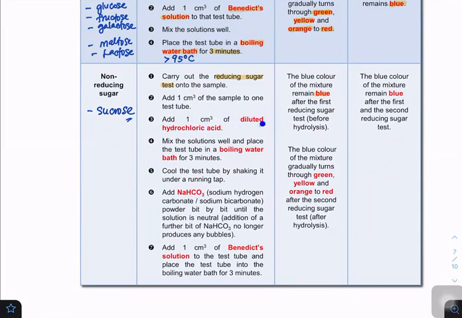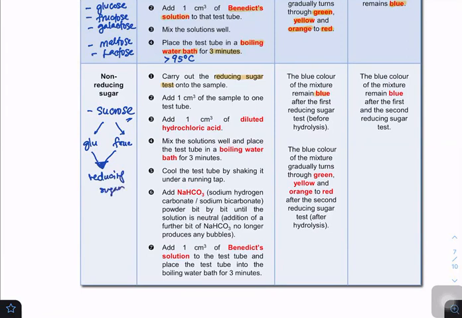So why dilute? Because the dilute acid will provide the water molecules for hydrolysis to take place, and hydrochloric acid will act as the catalyst. So this catalyst is going to break down the sucrose into what? Into glucose and fructose. Therefore glucose and fructose, they are reducing sugars.